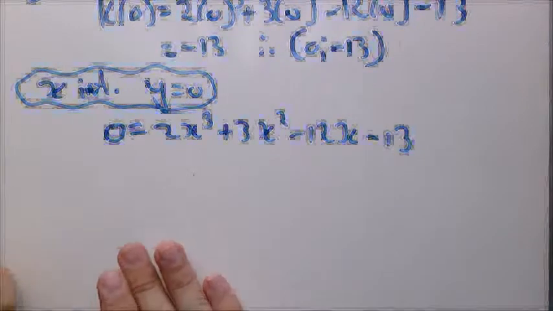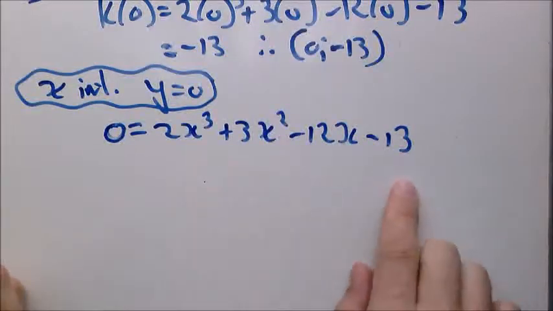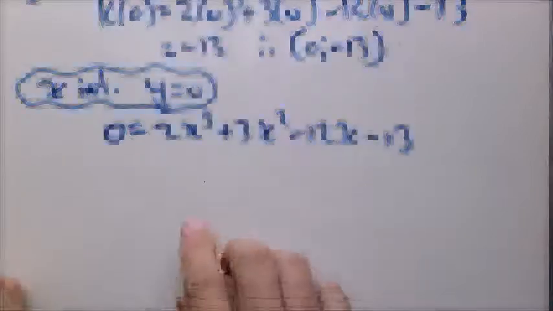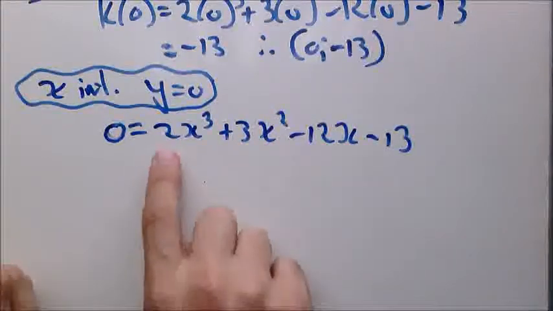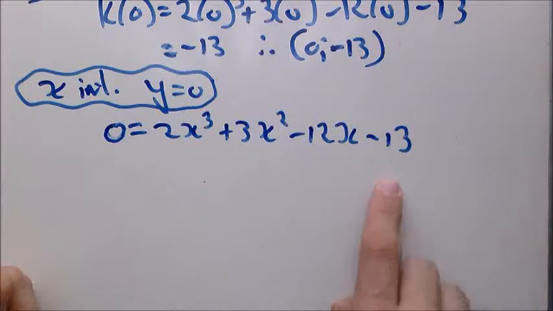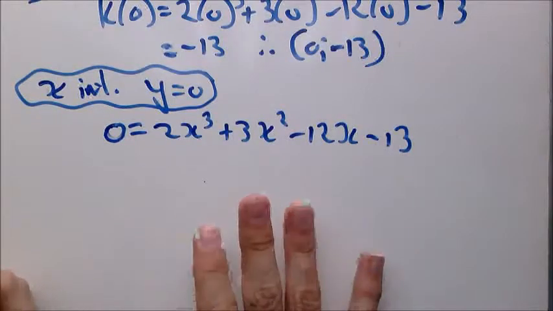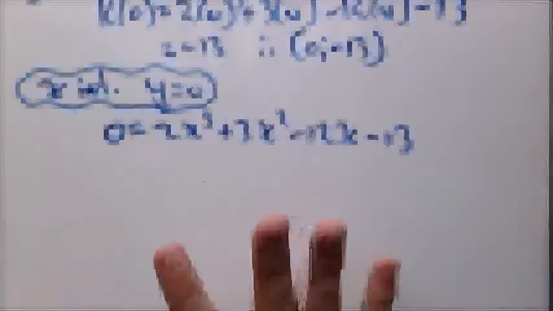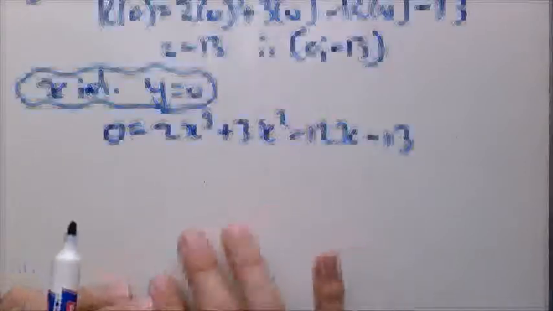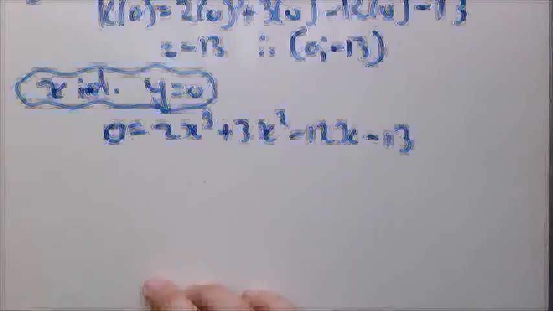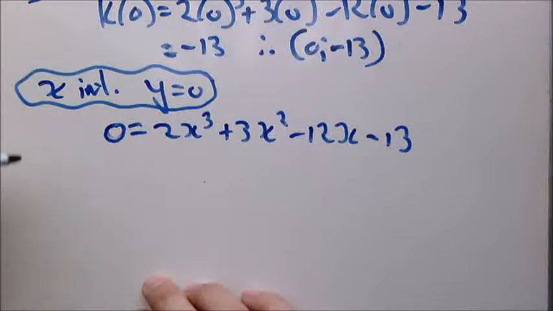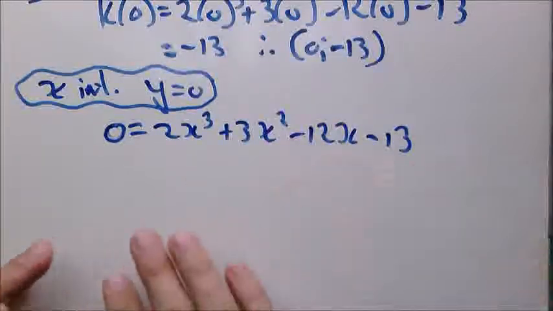So you start with 0. You test for x equals 0. You can see it won't work because of the negative 13. Then you try 1. It's very easy. Just say 2 plus 3 minus 12 minus 13. You can see it does not add up to 0. It becomes something like negative 20. So then the next one is negative 1. Let's test negative 1. And I've got a feeling this will work out.